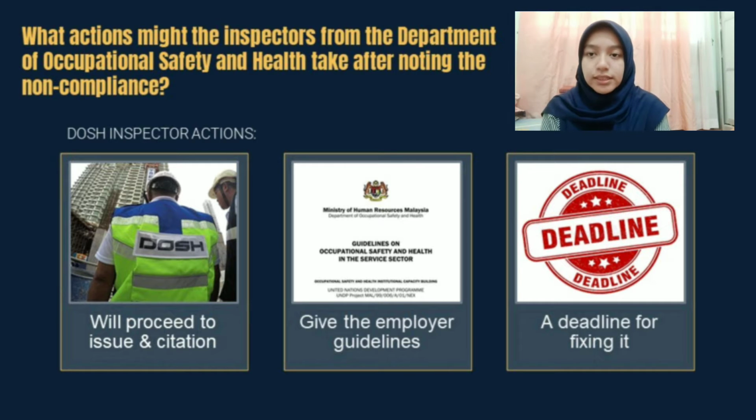I will explain a little bit about what action the inspector from the Department of Occupational Safety and Health might take after noting non-compliance. For this explanation, we will divide into two parts. I will explain about the inspection run by the outside inspector, which is from OSHA, and Munira will explain the internal inspection by the internal officer, because every factory that uses machines needs to have a health and safety officer.